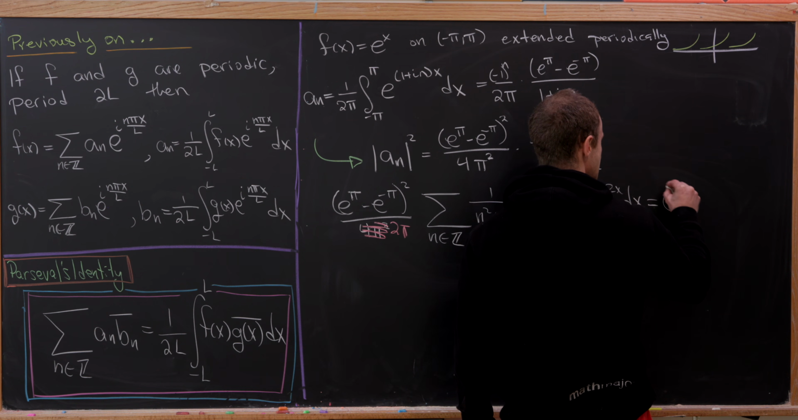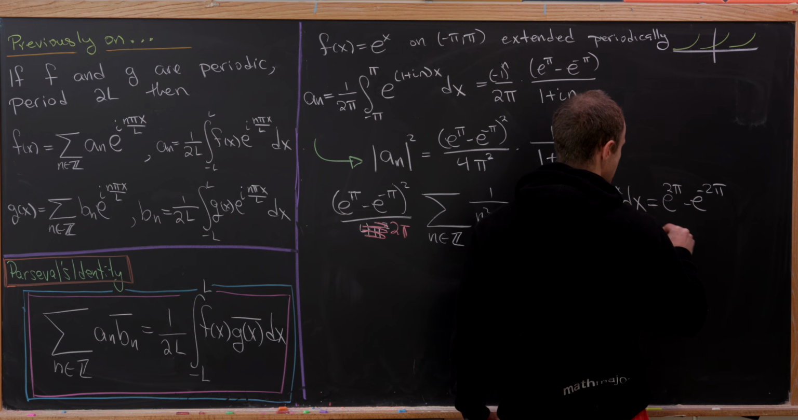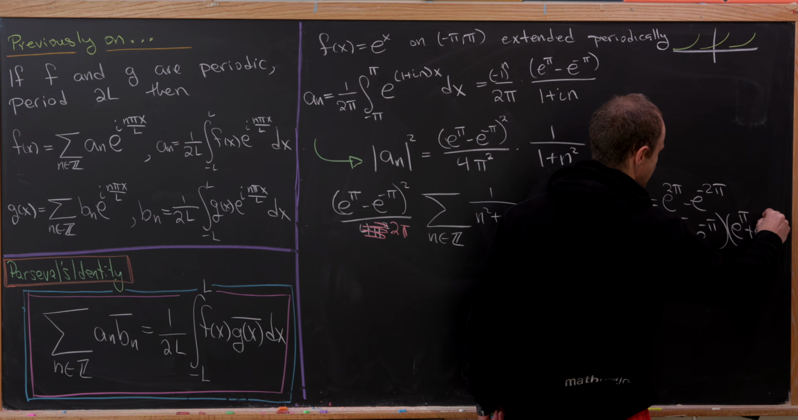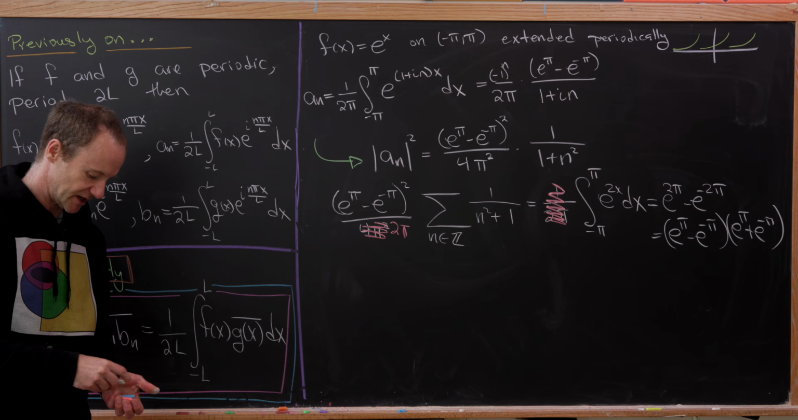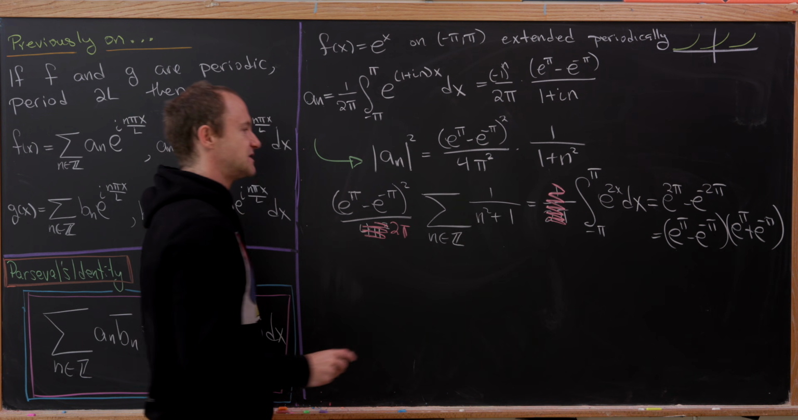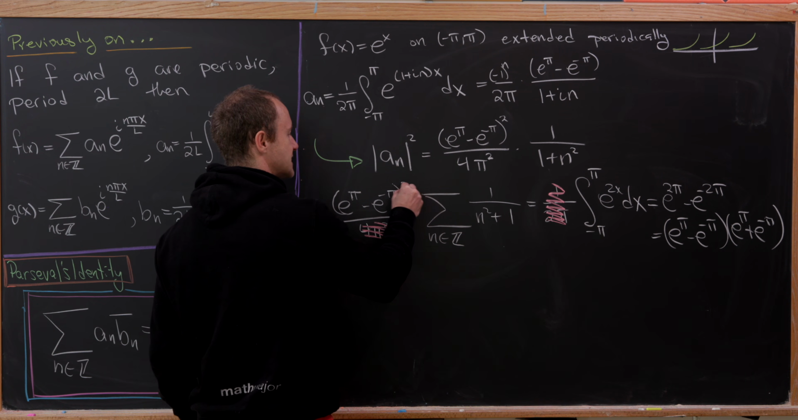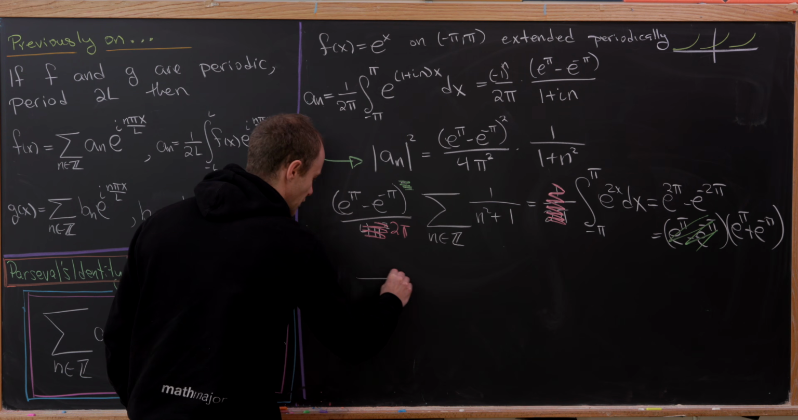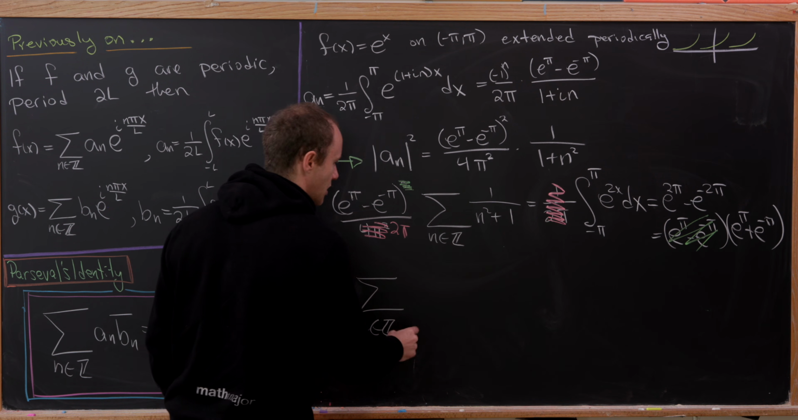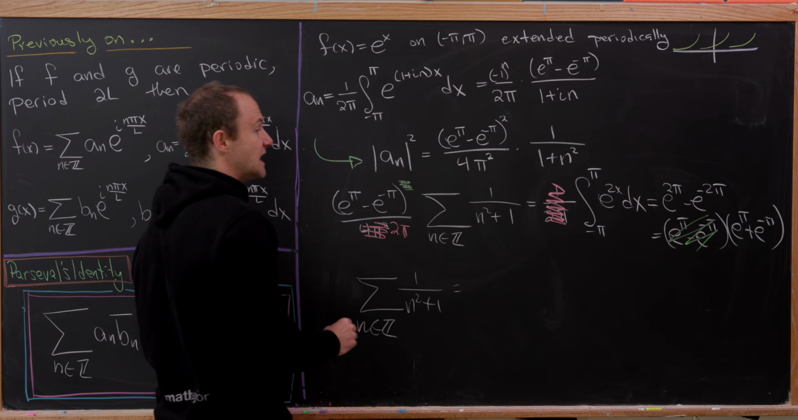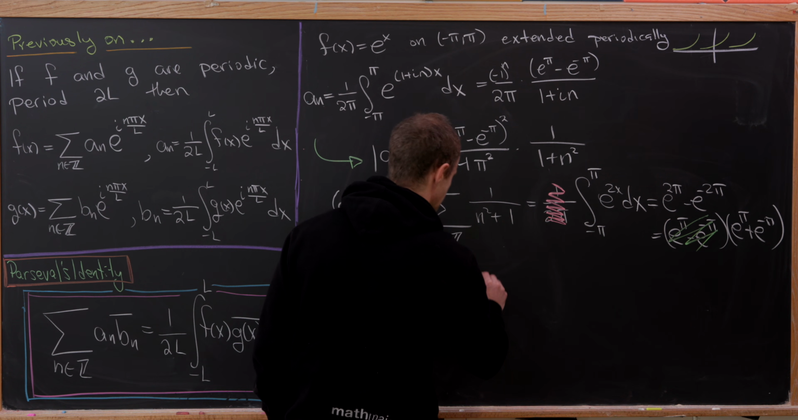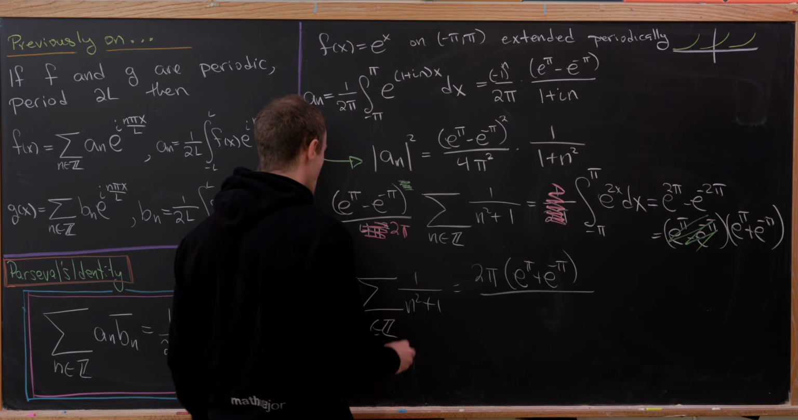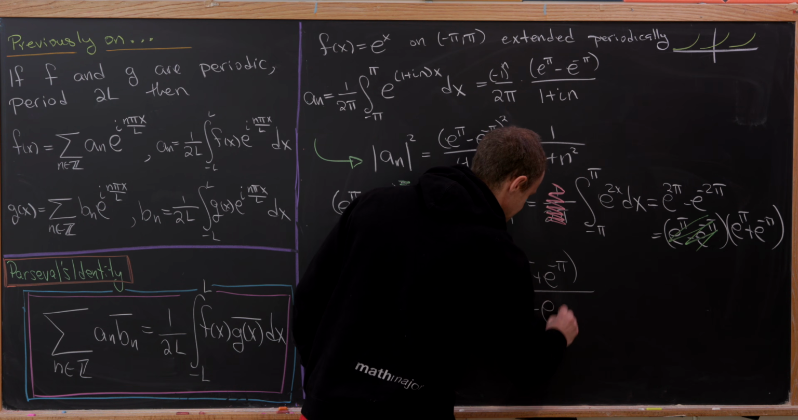Plugging in the endpoints, we'll get e to the 2 pi minus e to the minus 2 pi. But that factors quite nicely to e to the pi minus e to the minus pi times e to the pi plus e to the minus pi, just using a difference of squares factorization. Now from there, we can divide both sides by e to the pi minus e to the minus pi. That's going to bring this exponent down and get rid of this term altogether. Then we can solve, if you will, for our sum. And we have the sum over all integers of 1 over n squared plus 1 is equal to, let's see, it'll be 2 times pi times e to the pi plus e to the minus pi over e to the pi minus e to the minus pi.